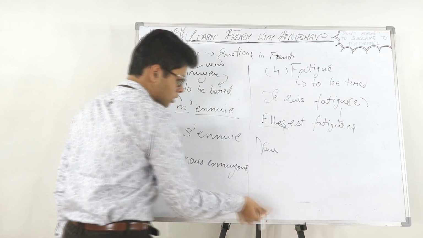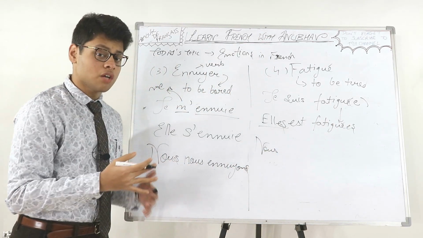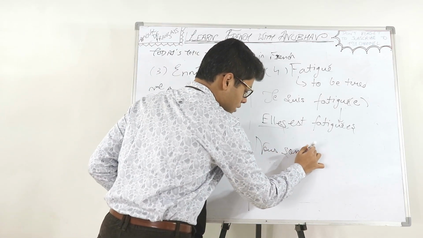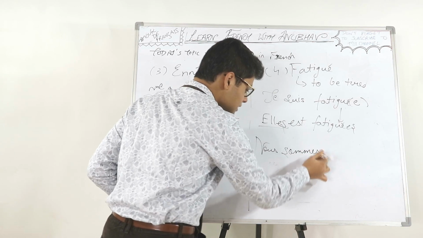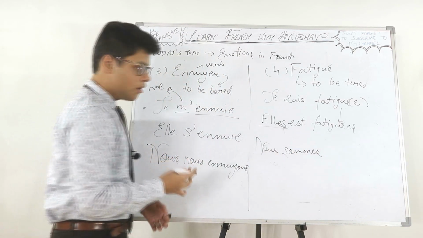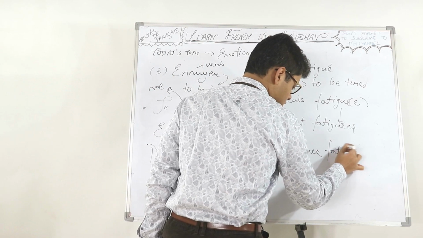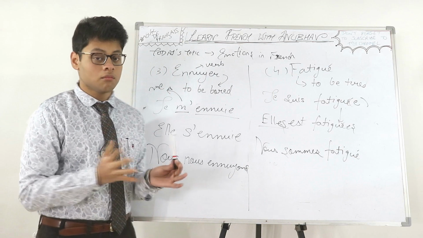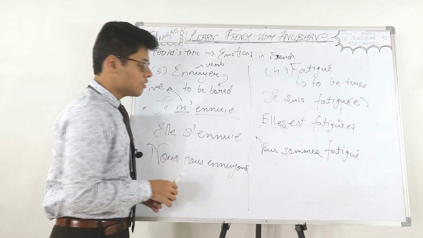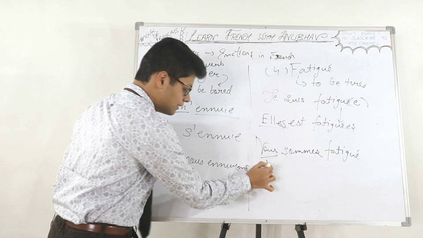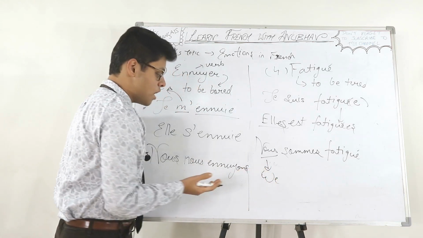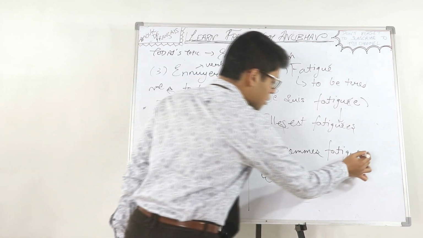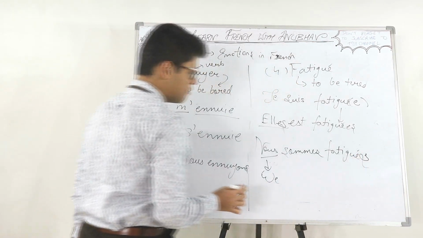Nous. With nous, what will it be? The conjugation is sommes, right? Nous sommes, we are. Nous sommes fatigué. Is it right? You decide. Well, I would say it's not. The reason is, nous is we, which is a plural subject, first person plural. So, being plural, we will add an S over here.